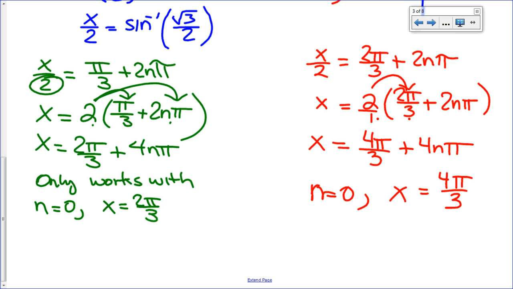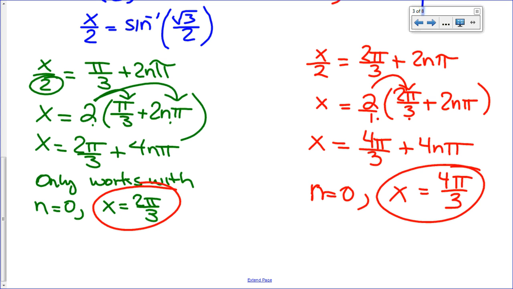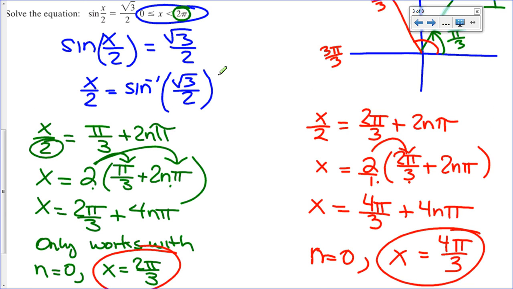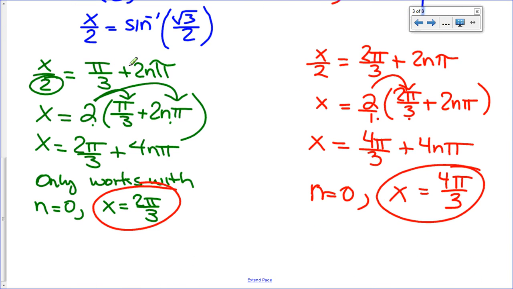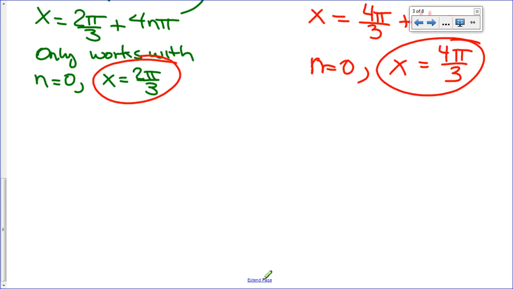So how many solutions do we have here? 1 and 2. 2 solutions. How many solutions did we have on the previous one? 6, right? Remember, 1, 2, 3, 4, 5, 6. Okay. Next problem.